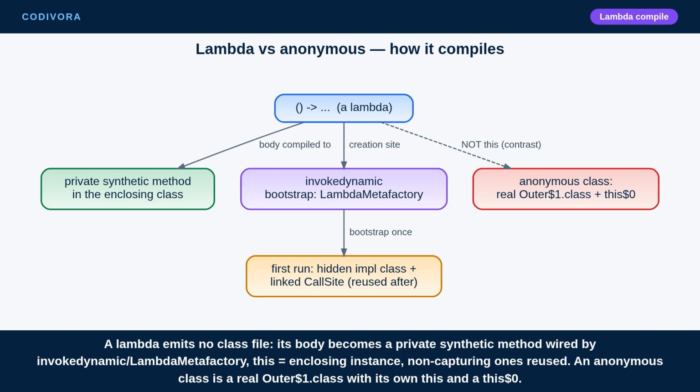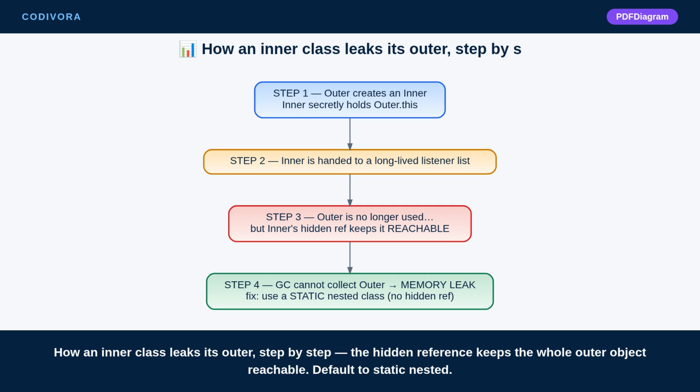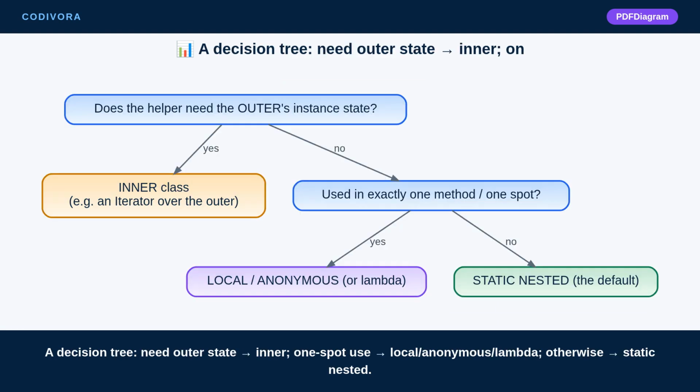Same look, completely different machinery. How an inner class leaks its outer, step by step. The hidden reference keeps the whole outer object reachable. Default to static nested. A decision tree.